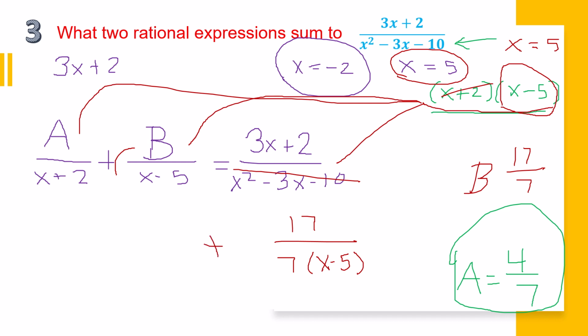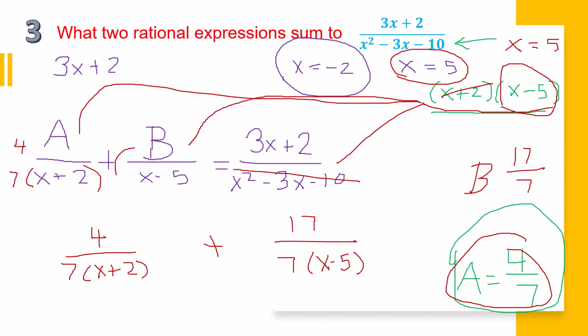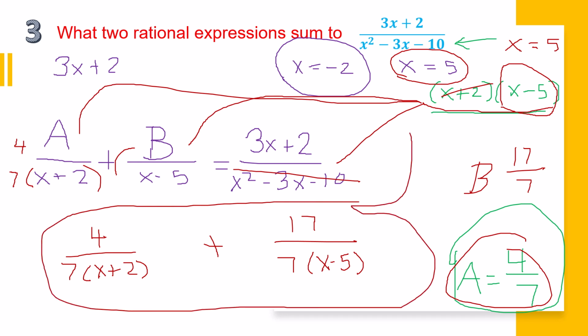That first term is going to be, we replace a with 4/7. So basically the 4 goes with the numerator and the 7 goes with the denominator. So it's 4 over 7 times x plus 2. Okay, and these are the two pieces that add together to give us this expression. All right, now that took a little bit. Not all of these are going to take quite so long. Let's move on to the next one.